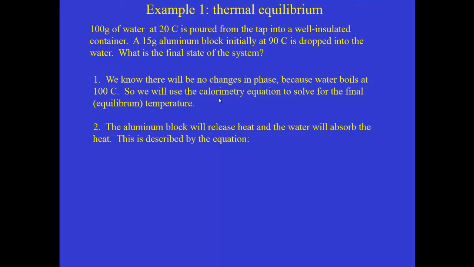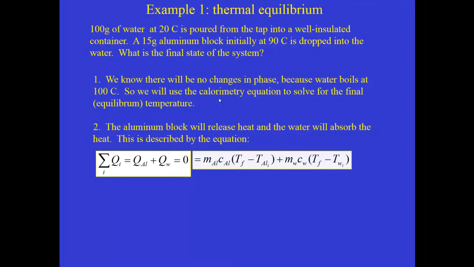So for the aluminum block and the water taken together as the system, and assuming that this system is insulated and so it's isolated from the rest of the universe, we just add up the heat terms. So we say that the Q of the aluminum plus the Q of the water equals 0. The Q of the aluminum is the mass of the aluminum times the specific heat of aluminum times the final temperature minus the initial aluminum temperature. And then for water, mass of water, specific heat of water, T final minus the initial temperature of the water.